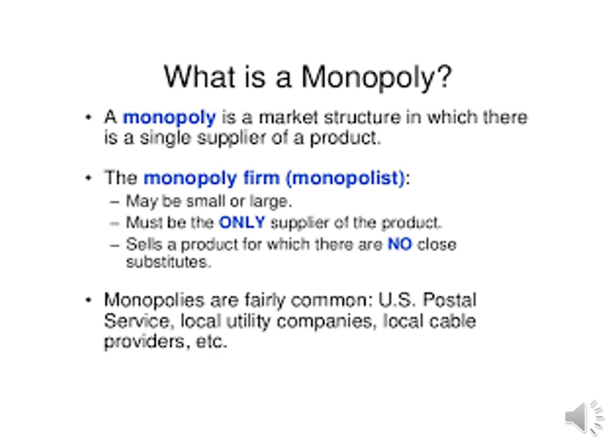So let us define monopoly. A monopoly is a market structure in which there is only one single supplier of a product. In monopoly, the firm that has the sole ownership is called the monopolist. A monopolist can be either small or large. It doesn't matter whether the firm is small or large, since in a monopoly there is only one producer. The monopolist itself is an industry, and in the monopoly market there must be one supplier of the product, and they sell a product which has no close substitute.